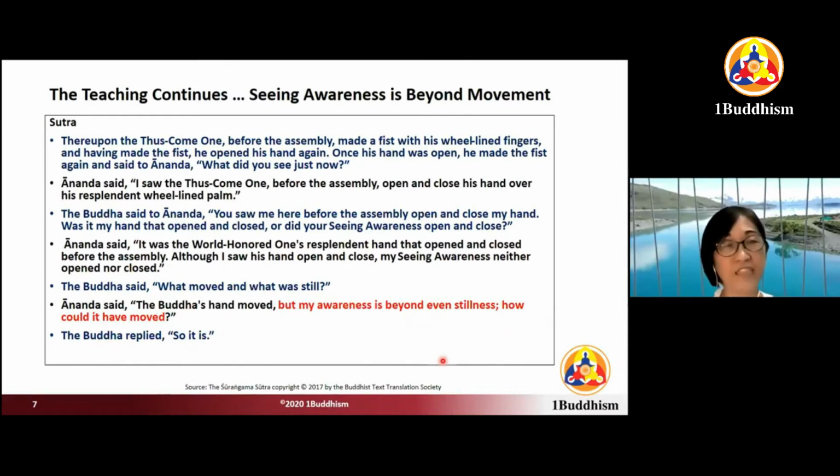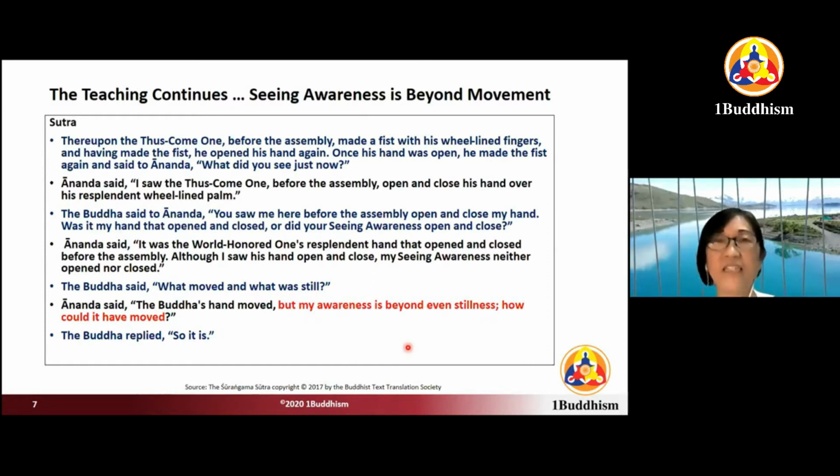Here, in this passage, Venerable Ananda showed that he understood what the Buddha was teaching. The Buddha's hand had opened and closed, but Venerable Ananda said his seeing awareness neither opens nor closes. Venerable Ananda also said that his seeing awareness is beyond stillness. How could it have moved? Why did he say that it's beyond even stillness? Why not just say my awareness is still?